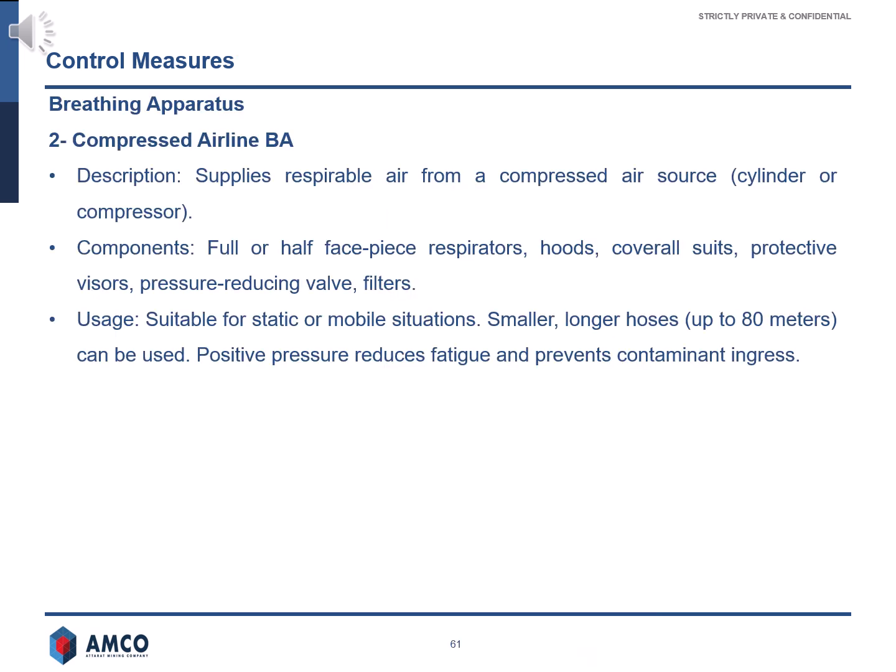2. Compressed airline BA. Description: supplies respirable air from a compressed air source, cylinder or compressor. Components: full or half facepiece respirators, hoods, coverall suits, protective visors, pressure-reducing valve, filters. Usage: suitable for static or mobile situations. Smaller, longer hoses, up to 80 meters, can be used. Positive pressure reduces fatigue and prevents contaminant ingress.